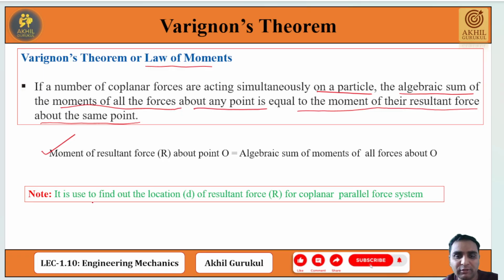Mainly, Varignon theorem is used to find out the location of the resultant for a coplanar parallel force system. It is used to find out the location of the resultant force for a coplanar parallel force system.